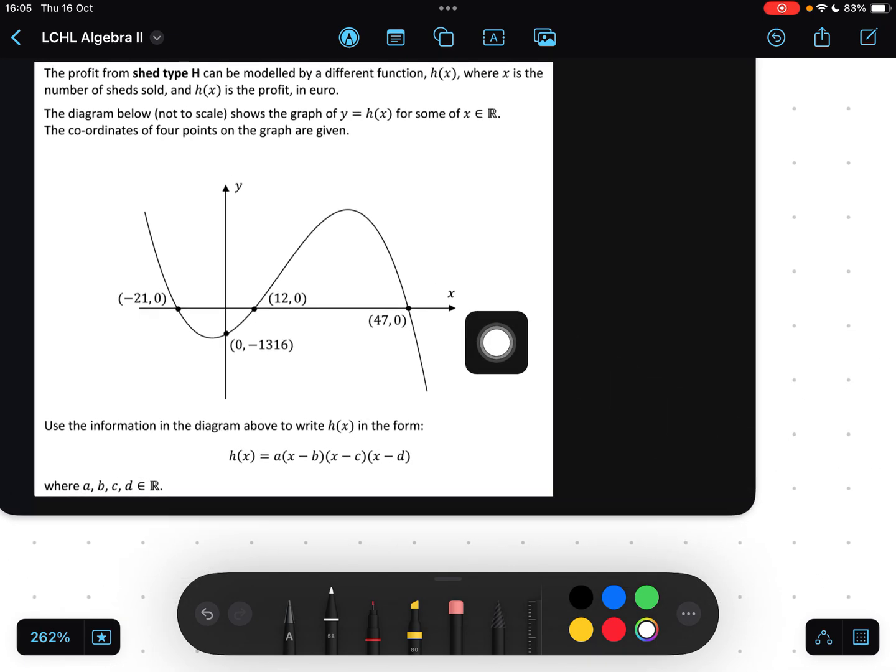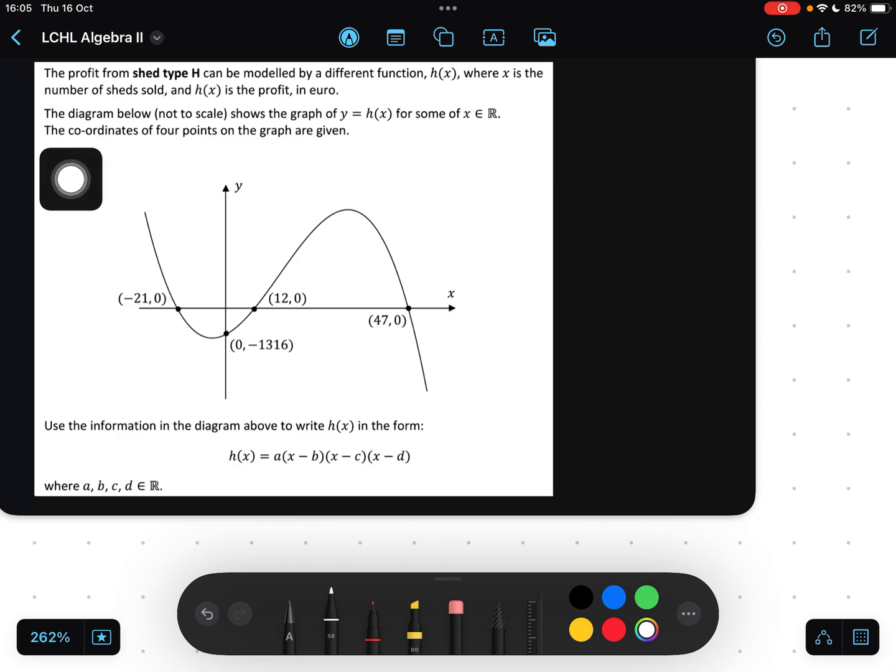It says the profit from shed type H. So here's some algebra coming up in a different topic. It's talking about profits, in terms of functions, but we are really just coming back to our algebra that we know. So the profit from shed type H can be modelled by a different function, h of x. Earlier on in the question there was a different function, where x is the number of sheds sold and h of x is the profit in euro. That is all essentially irrelevant to me.